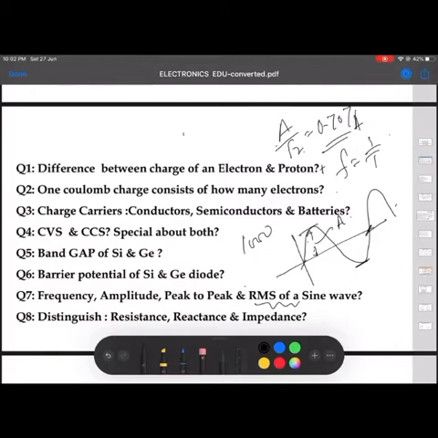RMS value is exactly what? If you are running a load with a sine wave of amplitude A, for example 10, and if you divide by root 2, it gives you 7.07. The DC required will be only this many volts, while AC required will be of this much amplitude. So that concept should be very clear.